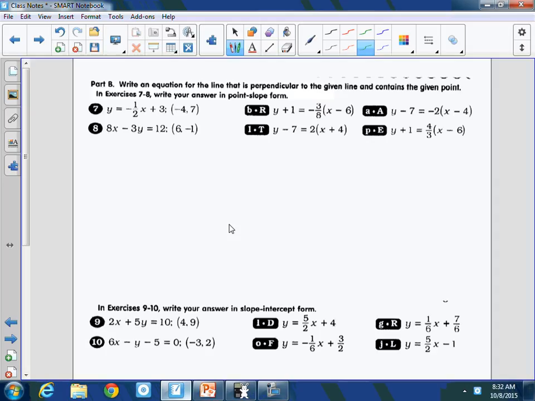Alright, so let's go ahead and try to do this. Okay, so perpendicular. It needs to be perpendicular. Start highlighting or circling or something. You guys are not using those highlighters the way that I want you to use them. So let's pick up a highlighter. Let's go. Write an equation for the line that is perpendicular to the given line and contains the given point. Exercises 7 through 8. Write the answer in point slope form. Point slope.